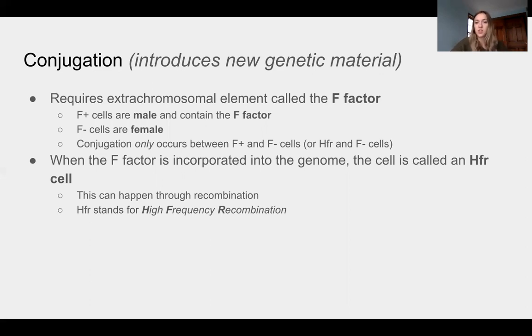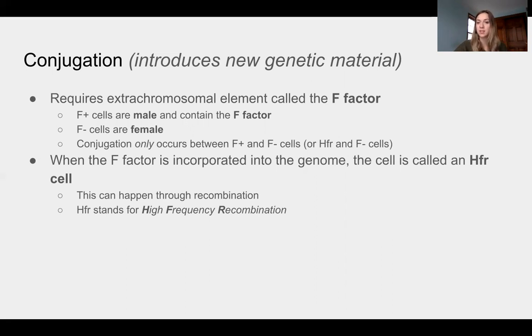So F positive cells are considered male, and they contain the F factor, which is an extra chromosomal element. So it's not in the DNA, but it's basically like a little snippet of DNA that's not present in the rest of the DNA. Conjugation can only occur between F positive and F negative, or HFR and F negative cells.